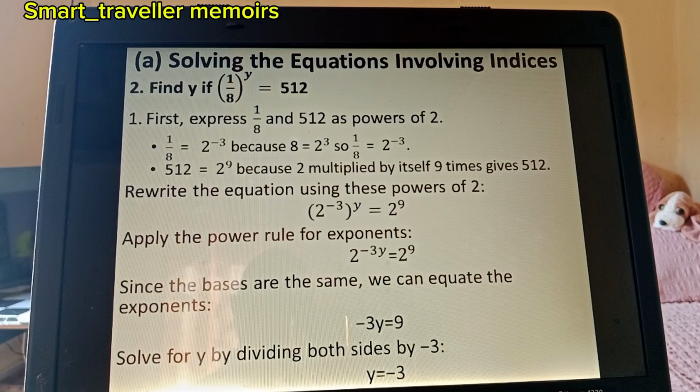Apply the rule for exponents. 2 will be raised to negative 3 times y, which is negative 3y, is equal to 2 raised to 9. Since the bases are the same, we can equate the exponents, or we can equate the indices. That is negative 3y and 9. To have an equation, negative 3y is equal to 9. So solve for y by dividing both sides by negative 3, and you get your value of y to be negative 3.